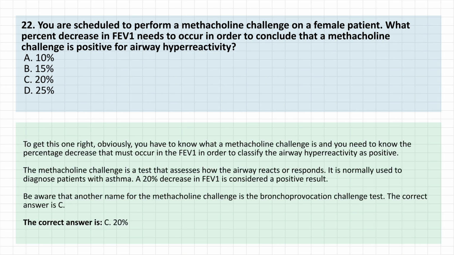20%. To get this one right, obviously, you have to know what a methacholine challenge is, and you need to know the percentage decrease that must occur in the FEV1 in order to classify the airway hyperreactivity as positive. The methacholine challenge is a test that assesses how the airway reacts or responds. It is normally used to diagnose patients with asthma. A 20% decrease in FEV1 is considered a positive result. Be aware that another name for the methacholine challenge is the bronchoprovocation challenge test. The correct answer is C, 20%.